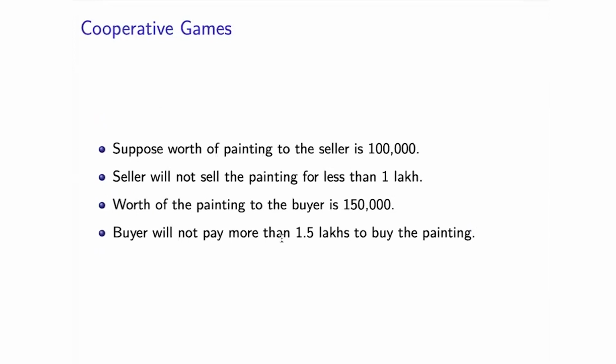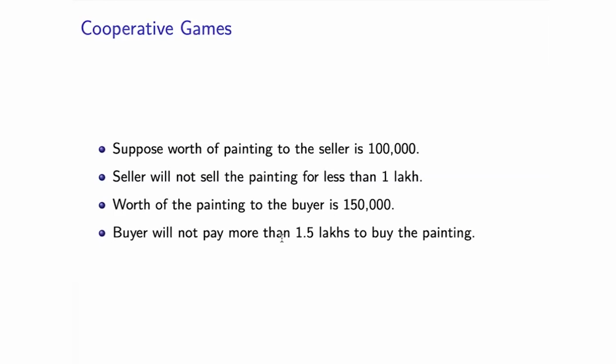Imagine that the worth of the painting to the seller is 100,000, or 1 lakh. What this means is that if the offer to the seller is for an amount less than 1 lakh, let's say 90,000, then the seller will not accept to sell the painting. So the seller will only accept to sell the painting if he gets 1 lakh or above. In fact, if he imposes the condition that he must strictly be profiting from this trade, then he needs an amount strictly more than 1 lakh, okay?